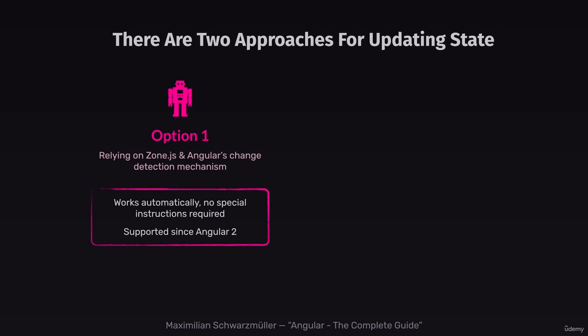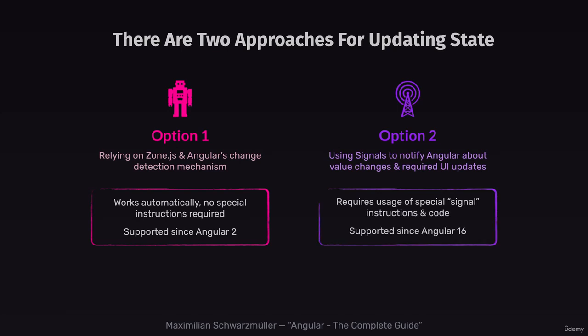It is, however, not the only way of changing data that should have an impact on the UI, because there is a newer, more recent mechanism available as well, which I also want to show you here. And that mechanism uses a concept called signals, which in the end are special kinds of values that tell Angular when they change. And I'll show you how to work with them, and I'll also thereafter explain why you might want to use them instead of this other mechanism I showed you before.